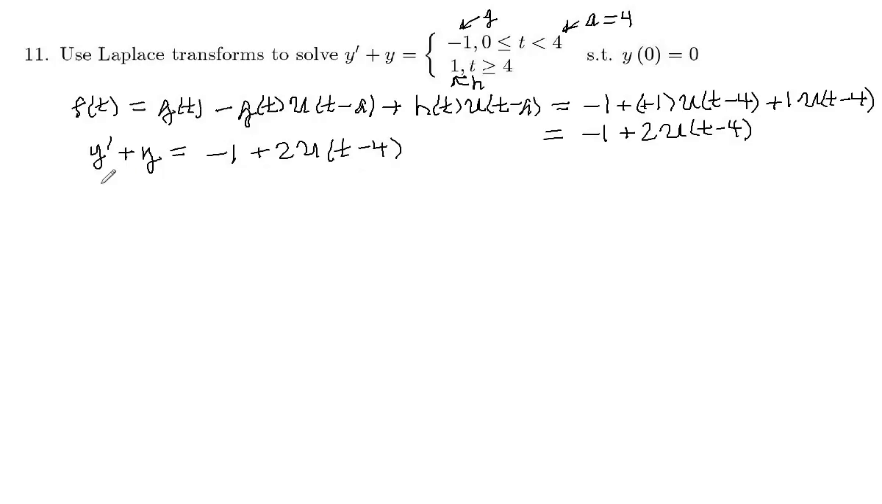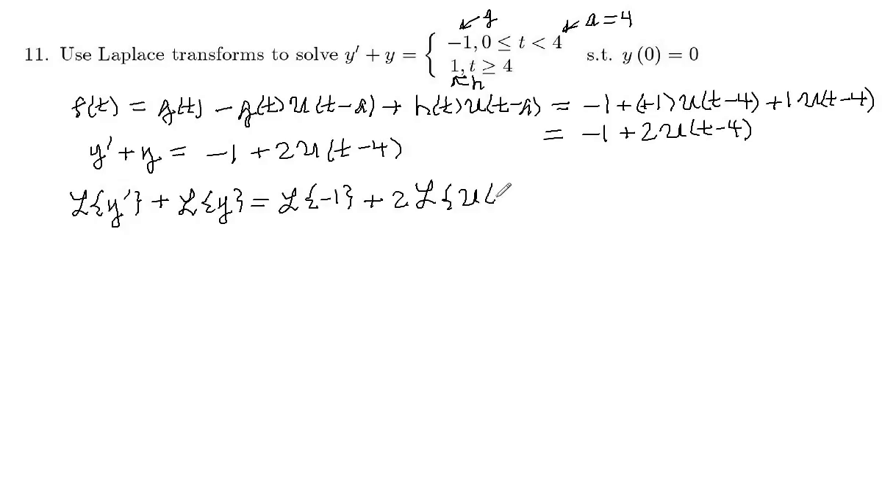So take Laplace transform of both sides. The transform on the left-hand side, you'll take transform term by term. So Laplace transform of y plus Laplace transform of y prime plus Laplace transform of y is going to equal Laplace transform of -1, and then plus 2 times the Laplace transform of that unit step function, u of t minus 4.